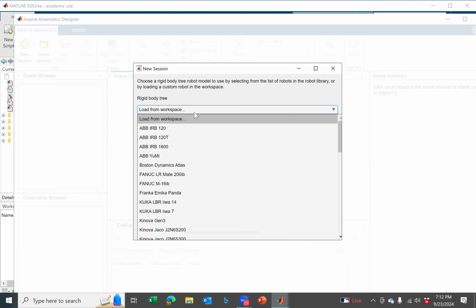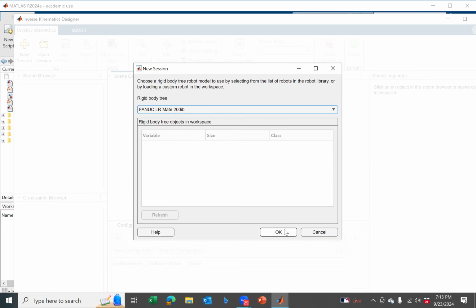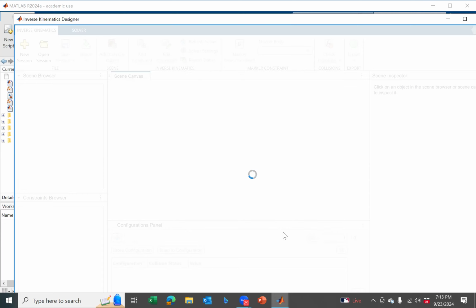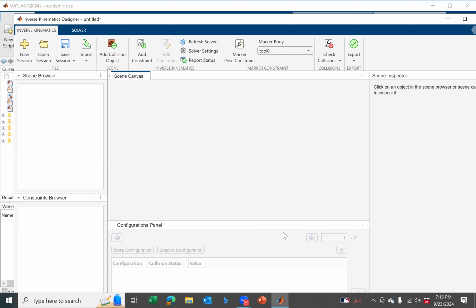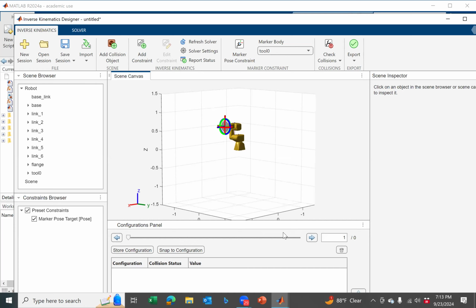Example, go to this and you will see there are at least 15 to 20 robots that are already built in, starting from ABB, KUKA, Atlas, and remember this is the LRMate 200iB. So click this robot, click OK, and that robot will get loaded inside your environment, or they call it scene. So just select that robot and click OK. Okay. And you have the robot in the scene.